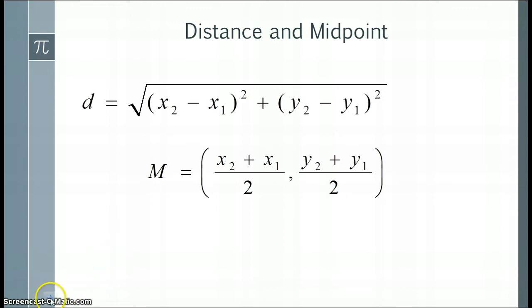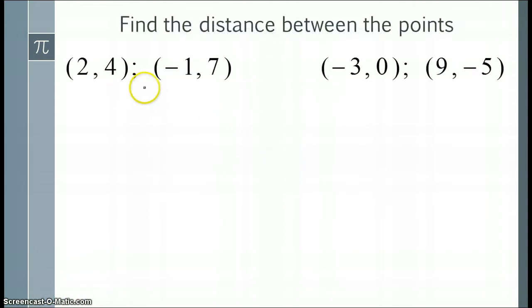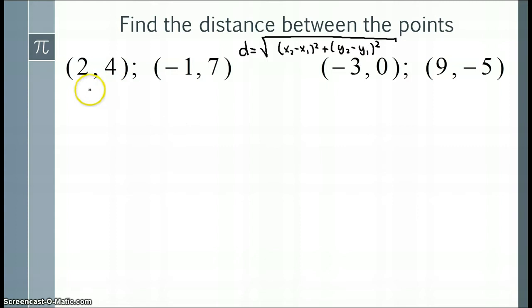So now we're just going to find distance and midpoint for a couple things. Let's start with finding our distance. Again, let's remind ourselves our formula is distance is the square root of x2 minus x1 quantity squared plus y2 minus y1 quantity squared. Remember that every point goes x, y in our coordinates. Which one I choose to call point 1 and point 2 doesn't matter. I call point 1 the first one and I call point 2 the second one.